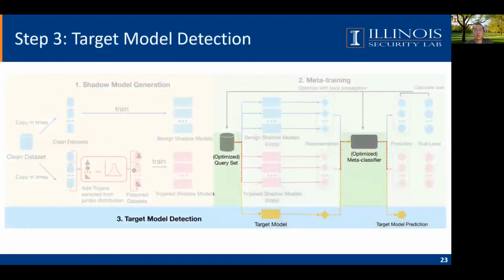After we train the meta-classifier, we can apply it to the target model. We will feed the query set into the target model to get the feature vector. Then we use the meta-classifier to determine whether the target model is Trojan or not.